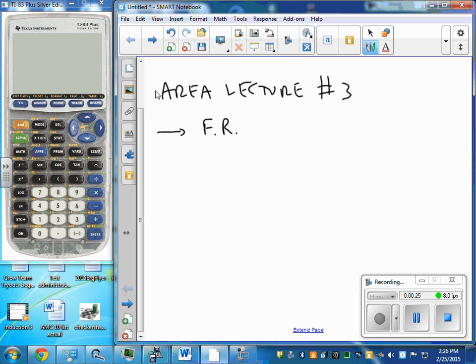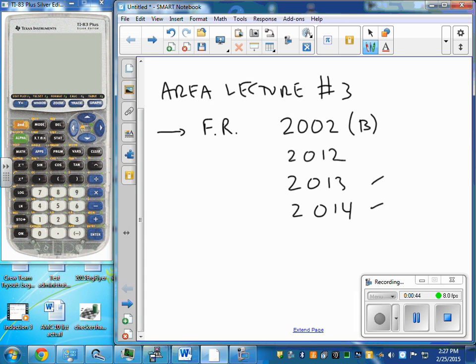I'm looking at the area problem from 2002, Form B. I'm looking at the area problem for 2012 and 13 and 14. So again, I'm almost guaranteed that you're going to see one of these coming up this year. They have them for every year. And so certainly 2002B, we'll look at that one. That was 10 years ago, 15 years ago. But then we'll look at the more recent problems and see how they differ a bit.